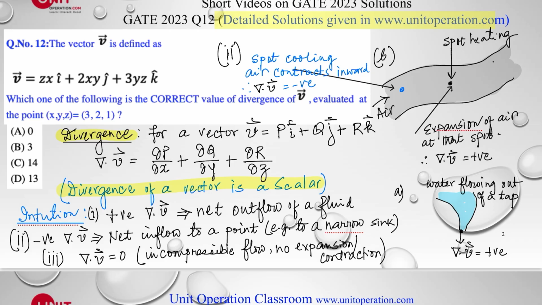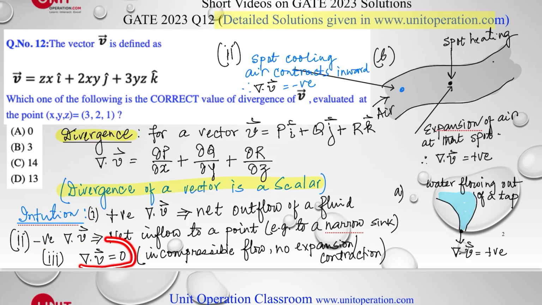So intuitively, what is this divergence? Before we actually solve this problem, if the divergence value is positive, then there's a net outflow of a fluid. For example, very simply, let's say water is flowing out of a tap. At this particular point, the divergence, of course, is going to be positive when there's a net outflow of a fluid at a particular point. Similarly, if there's a negative value of the divergence, it means net inflow to a point, as for example to a sink. So at this particular point, there would be a negative value of the divergence.